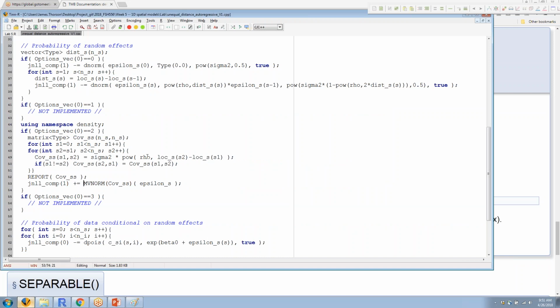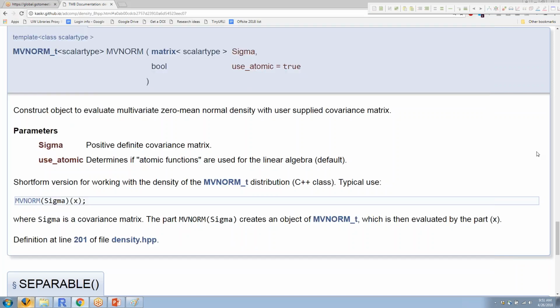As we said, the one other thing to remember about these namespace density objects is that they return the negative log likelihood. It's kind of annoying that they don't list that. They don't say that in the Doxygen documentation.